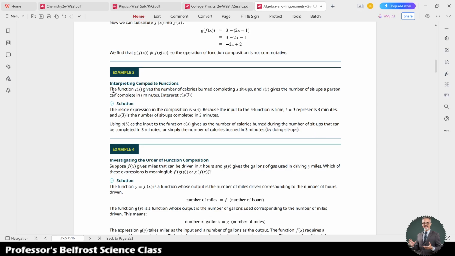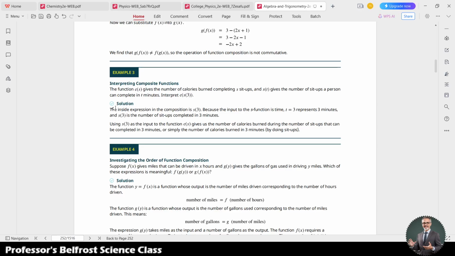Then the function C(s) gives the number of calories burned completing s sit-ups, and S(t) gives the number of sit-ups a person can complete in t minutes. Then interpret C(S(3)). So the inside expression in the composition is S(3), or, I will always say, S(3).